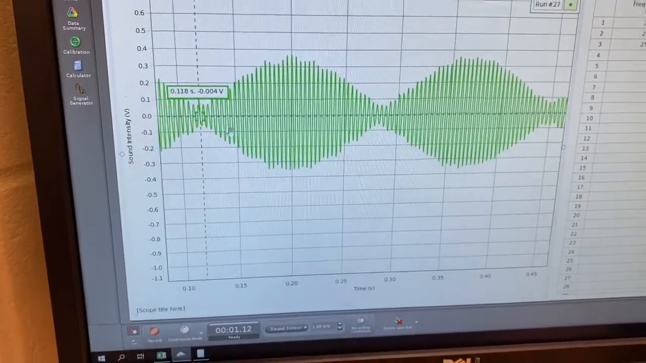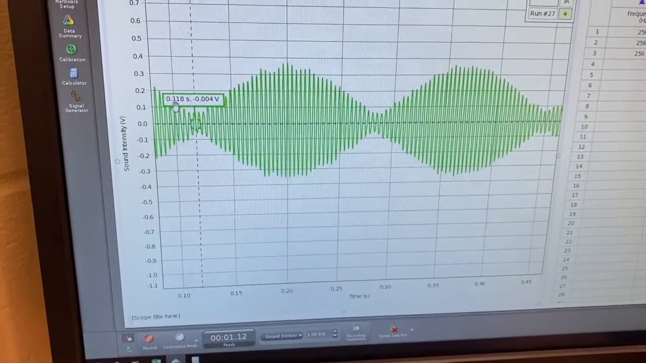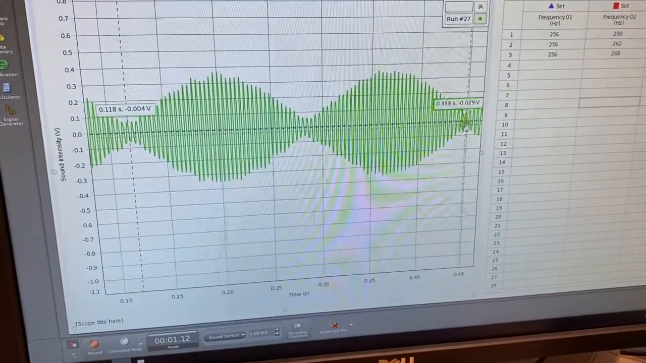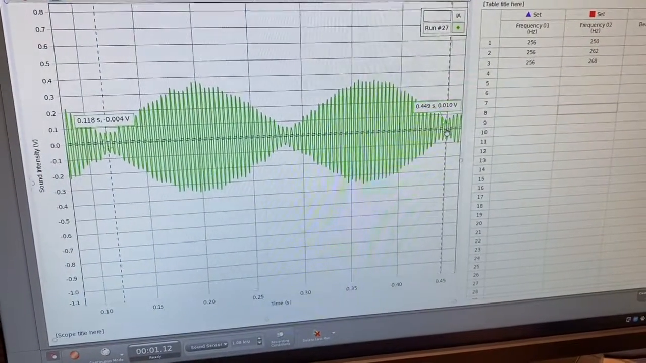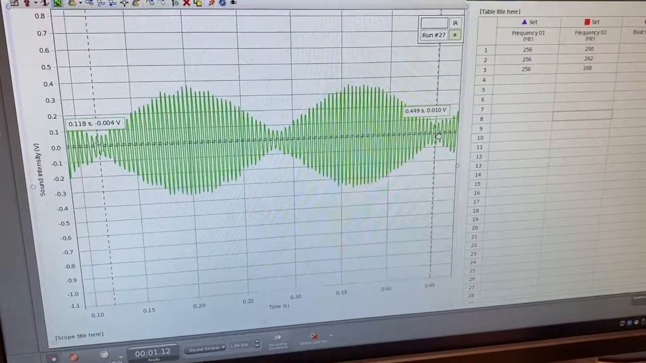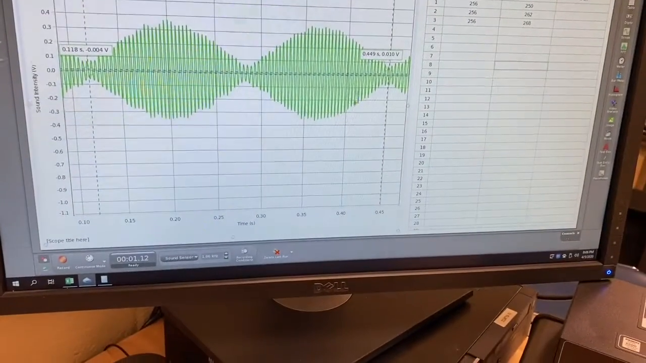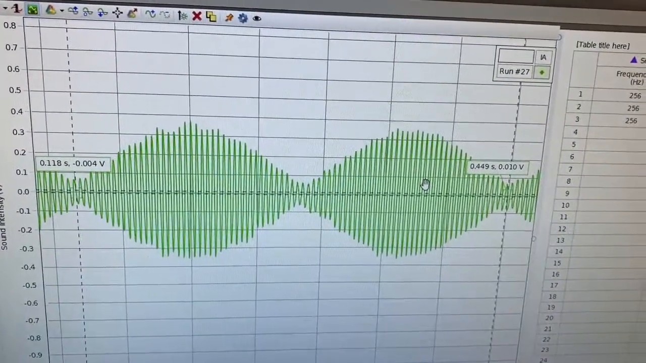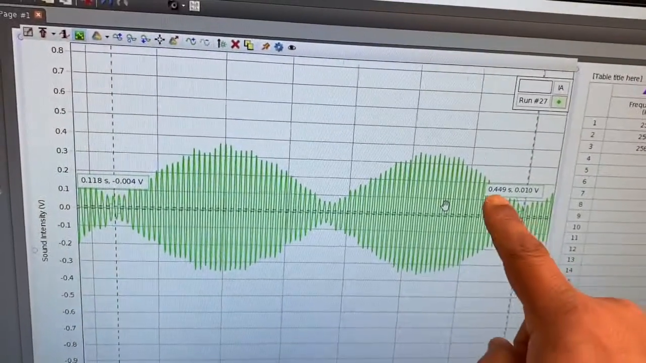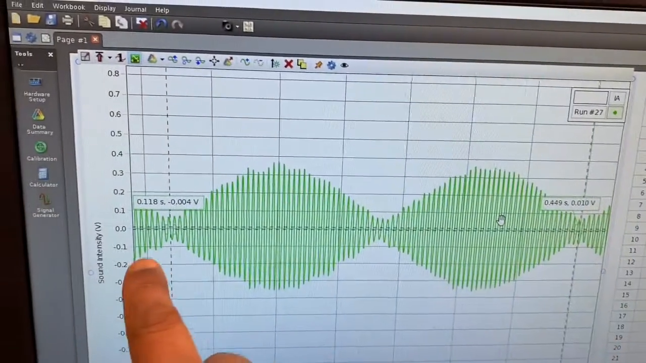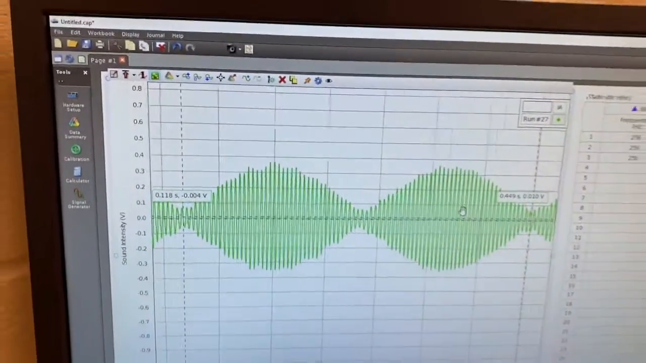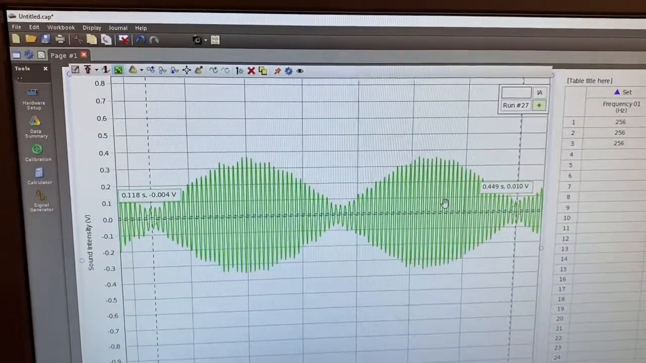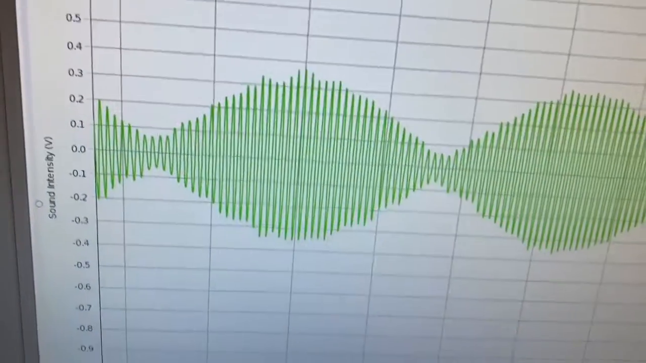So I have 0.118 seconds, and here I have 0.449 seconds. Then you can calculate the period, which is 0.449 seconds minus 0.118 seconds. The reciprocal of that will give the frequency, the beat frequency. I will show you how to get the frequency of this signal.